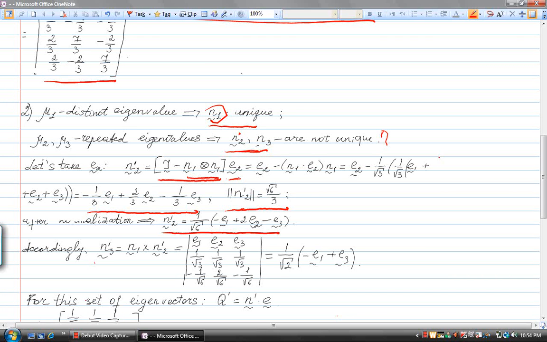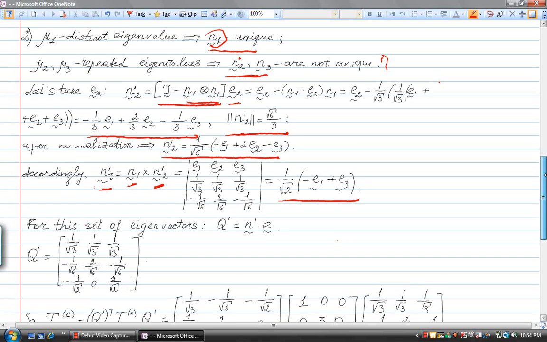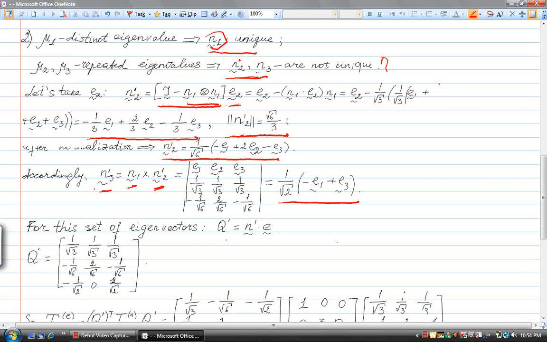Then we need to find n3 prime. Since we already have n1 and n2 prime, we can do the cross product and we will get our n3 prime. Again, now we need to find the transformation matrix. Now we will call it Q prime, which is the dot product between N prime and the E basis. By doing so, we will get our Q prime.